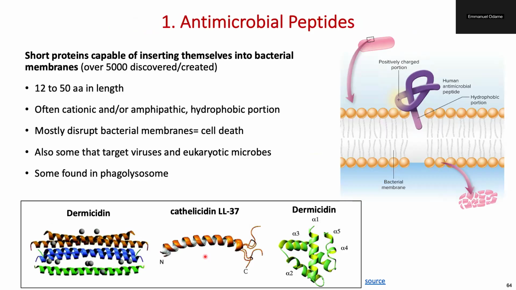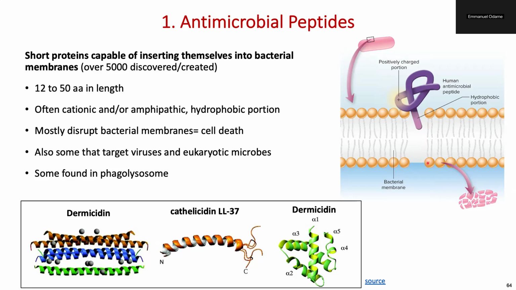So the first one that we have to talk about is antimicrobial peptides. These are short proteins capable of inserting themselves into the bacterial membrane. Over 5,000 of them have been discovered or created. They are basically about 12 to 50 amino acids in length. They are often cationic and also they have a hydrophobic portion. Their main goal is to basically disrupt the bacterial cell membrane.